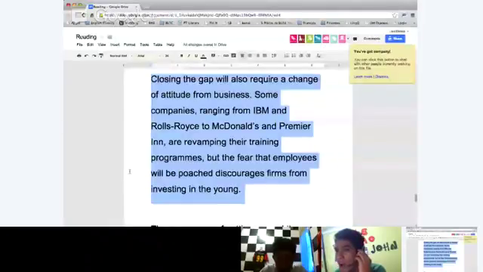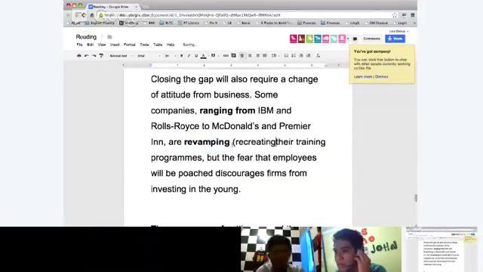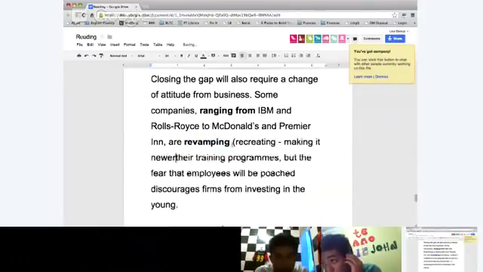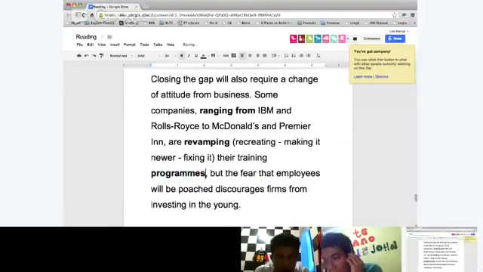Yeah, right. So basically what that means here is that ranging from, so that's just saying IBM to all these other types of businesses, they are revamping. That means they are recreating their training programs. And here again, this word is English.